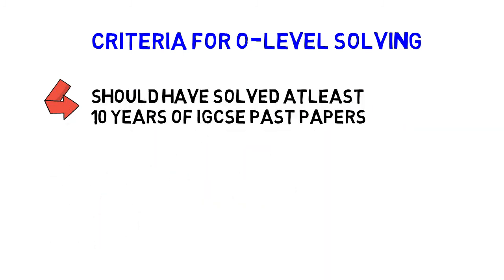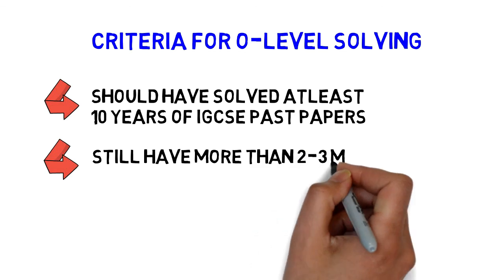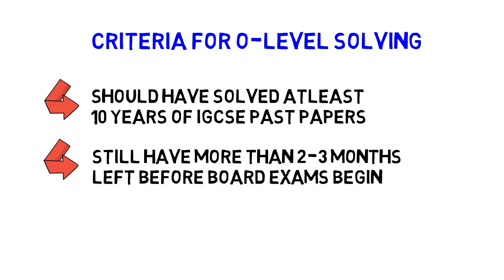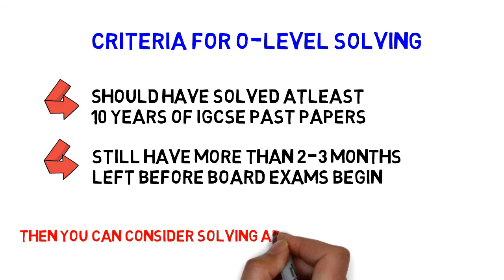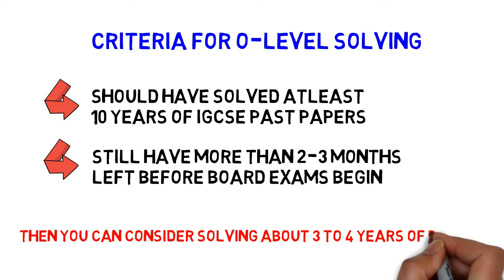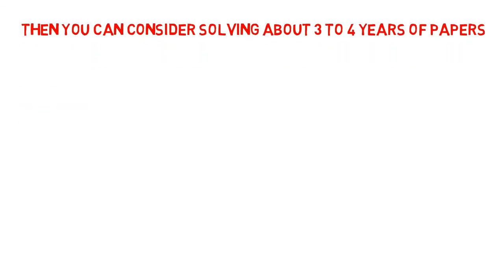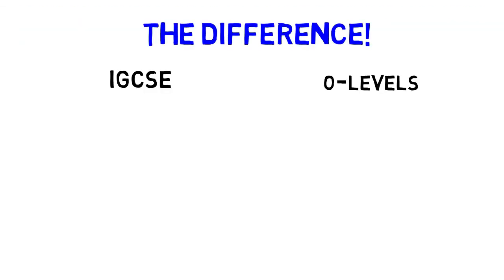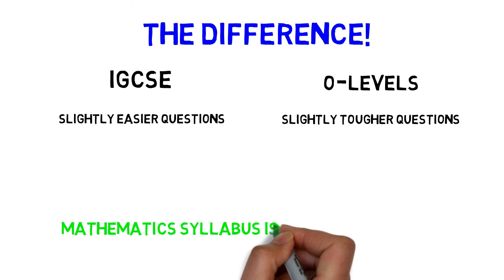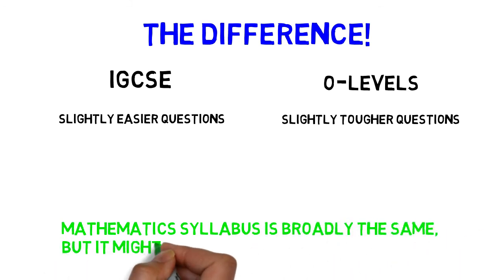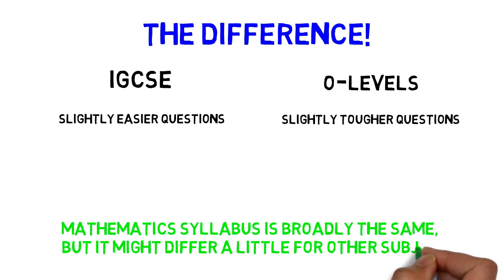Firstly, you should have solved a good 10 years of IGCSE papers. Next, if you still have around 2 to 3 months left for your exam, then you can consider solving about 3 or 4 years of O level papers. Let me make it crystal clear right away. Solving O level papers is not a compulsion, but it is just another way to practice. The difficulty level of O level papers is just a little higher, and concept wise they are almost the same for mathematics. However, they might differ a little for other subjects like the sciences, but for maths it is almost similar.